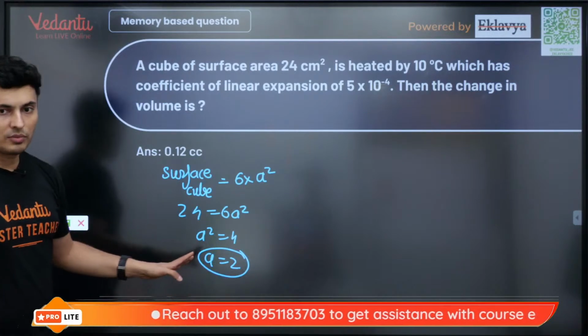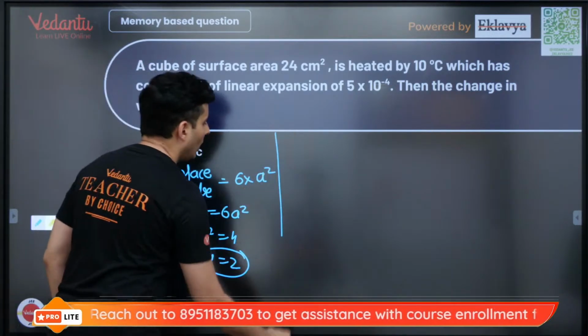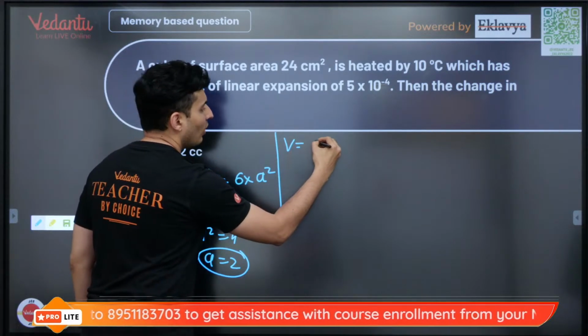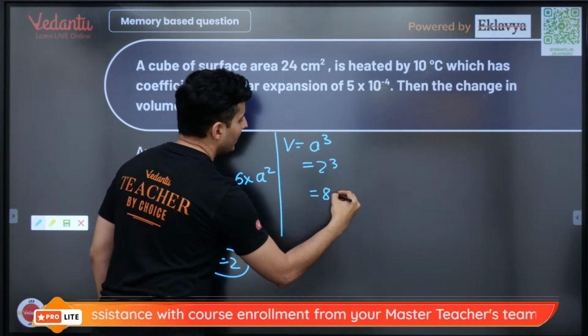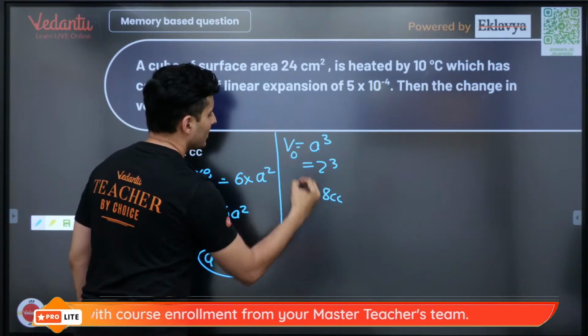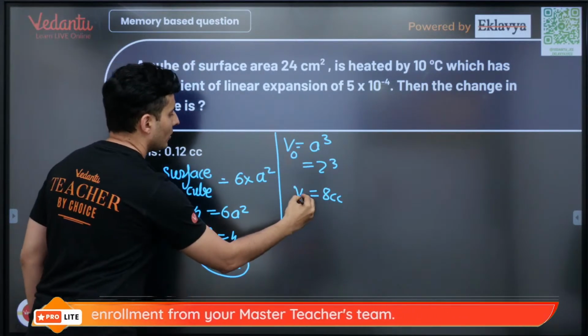That is what the question will be. Cool. Now, from this, you can find the volume. Volume will be a cube. So it will be nothing but 2 cube, which will be nothing but 8 cc. This is the original volume.